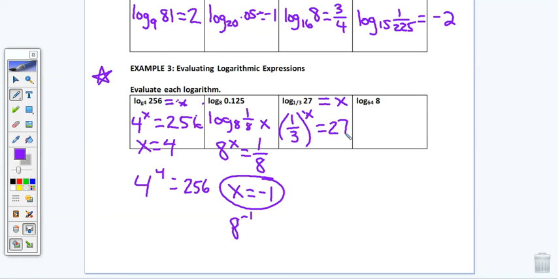Third, right? But this is not 3. This is 1/3. It's kind of the opposite of 3. So instead of 3 to the third being 27, 1/3 to the, not positive 3, but negative 3 might make this work. Okay? So x is going to equal negative 3 here. And if I punched it in, 1/3 to the negative 3 would be 27.